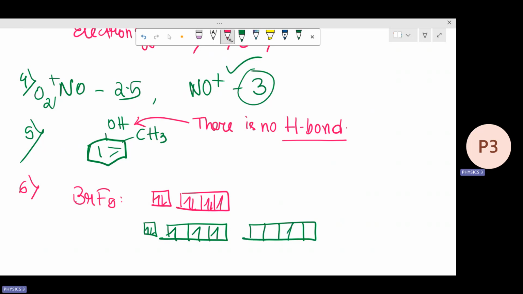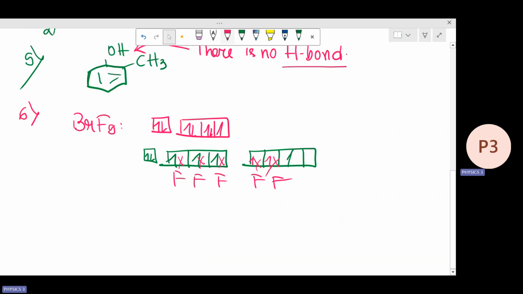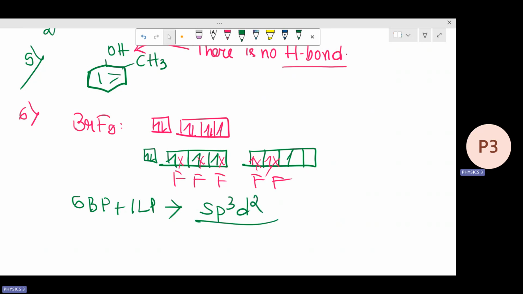So overall, 5 F will be coming like this. And if 5 F comes like this, we can see that there are 5 bond pairs plus 1 lone pair, overall 6. So it is nothing but sp3d2. Next, question number 6 done.